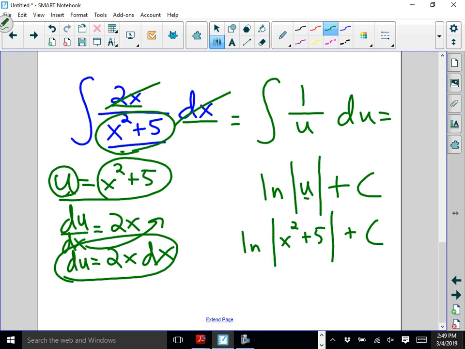Now again, I have the absolute value, right? But if you look at x squared plus 5, is x squared plus 5 ever negative? Well, no, because squaring a number always makes it positive, or 0, right? And that plus 5 is always going to be positive. So if you wanted to, you can rewrite this as the natural log of x squared plus 5. You can change those absolute value brackets into just parentheses.